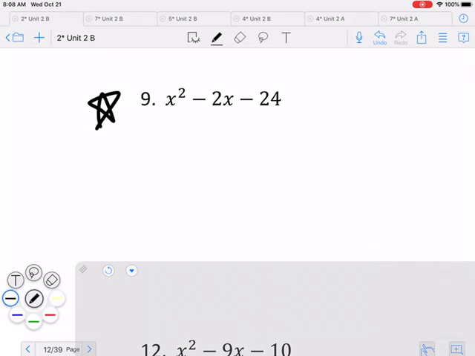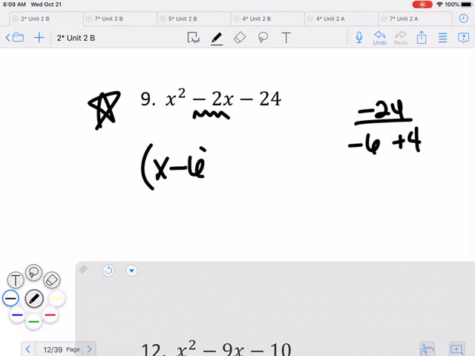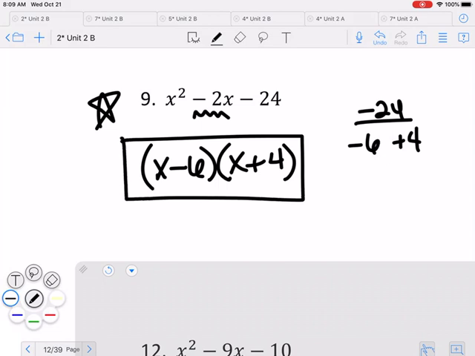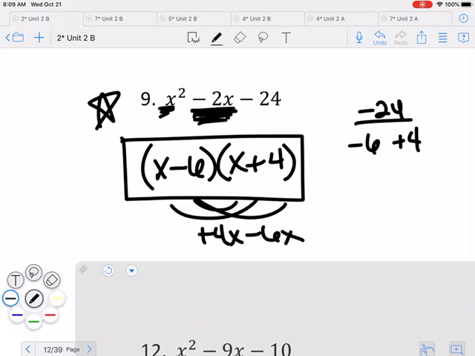So I need two numbers that multiply to negative 24 that add to negative 2. That would be 6 and 4, and it would have to be a negative 6 and a positive 4. x minus 6 times x plus 4. Do a little FOIL, even just in your head, to check it. x times x is x squared. Outside is plus 4x. Inside is minus 6x, which gives us the negative 2x. 6 times 4 is 24. Negative 6 times 4 is negative 24.